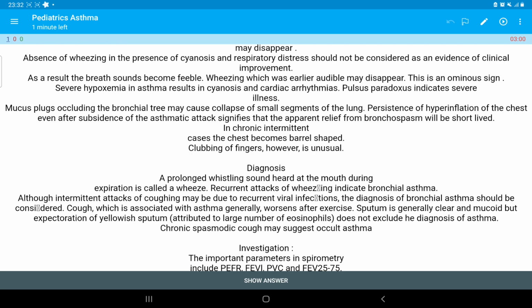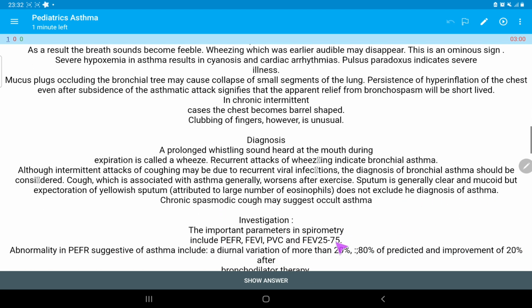Diagnosis: the prolonged whistling sound heard at the mouth during expiration is called a wheeze. Recurrent attacks of wheeze indicate bronchial asthma. Although intermittent attacks of coughing may be due to recurrent viral infections, the diagnosis of bronchial asthma should be considered. Cough associated with asthma generally worsens after exercise. Sputum is generally clear and mucoid, but expectoration of yellow sputum, attributed to large numbers of eosinophils, does not exclude the diagnosis of asthma. Chronic spasmodic cough may suggest occult asthma.